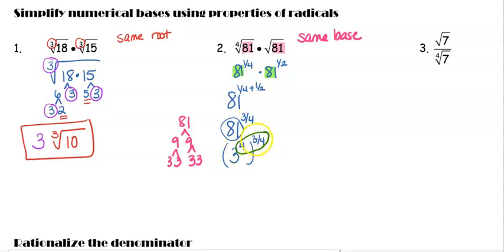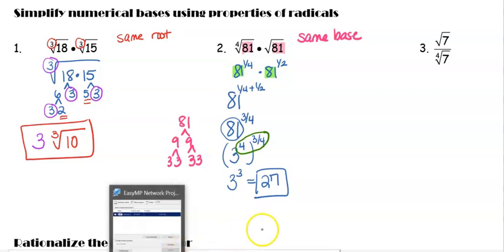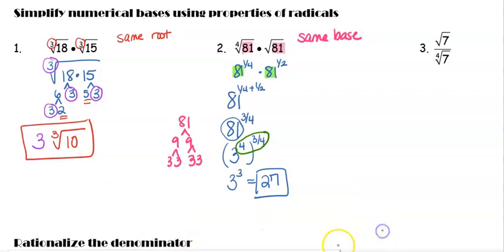Power to a power, we multiply. 3 times 4 is 12. 12 divided by 4 is 3. This is 3 cubed. That's not a fractional exponent, so there's no radical. I just evaluate in my calculator 3 cubed. 3 times 3 is 9. 9 times 3 is 27. So we're not always going to have fractional exponents. We're not always going to have radicals. Different problems are going to take us different directions.